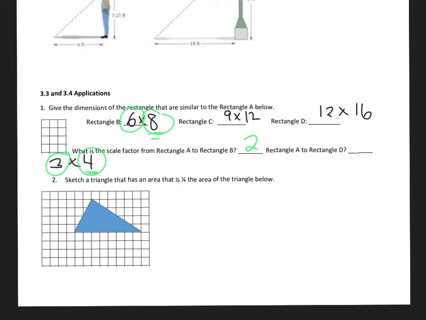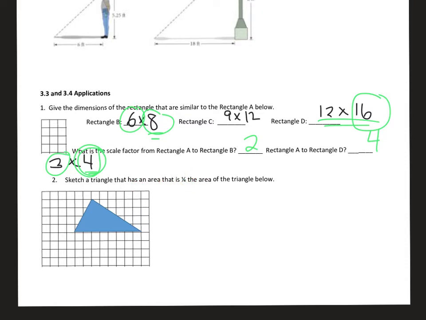What's the scale factor from A to D? So this is my D over here. So I'm going to take 16 and divide it by 4. So my scale factor from A to D is 4. So you could have different answers depending on what you did for your B, C, and D. Number 2, sketch a triangle that has an area that's a fourth of the area.